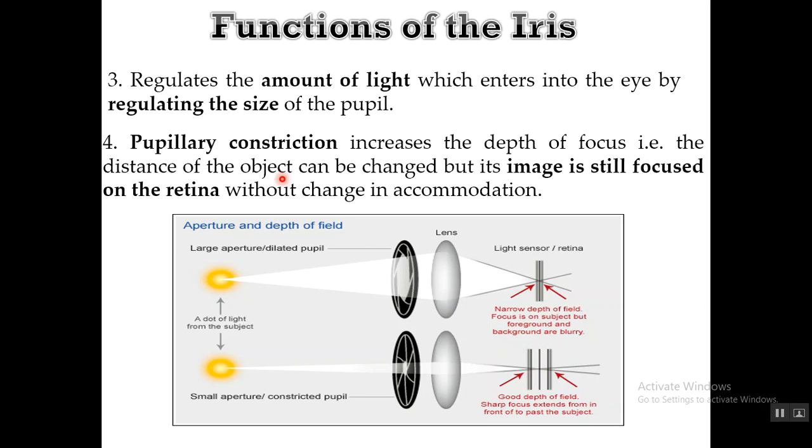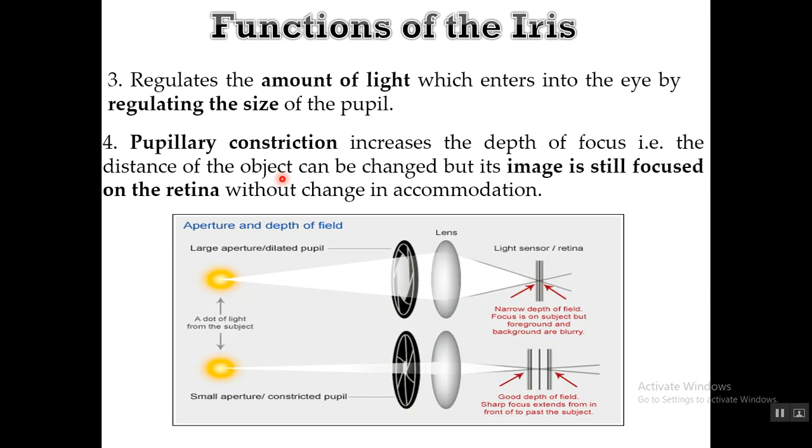So the iris has four main functions. Number 1, it absorbs any light falling on it, except that passing through the pupil. Number 2, it regulates the amount of light entering the eye by regulating the size of the pupil.